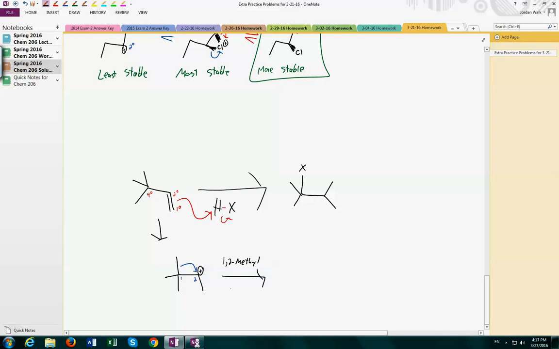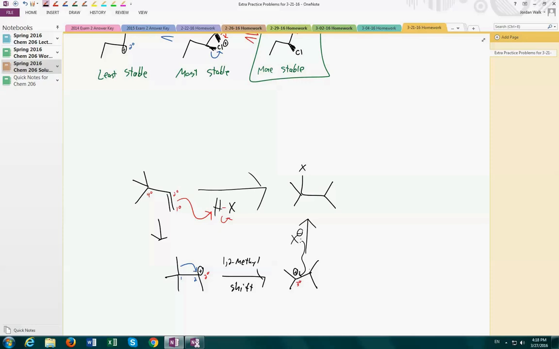Is there a driving force to do that? Yeah, thermodynamically we've gone from a secondary carbocation to a tertiary carbocation. So absolutely that's going to be a favorable process, and eventually we would snap our X to that tertiary carbocation and end up with a product. So this is most likely what could happen: I'll show you a starting material or product and ask you how that happens.